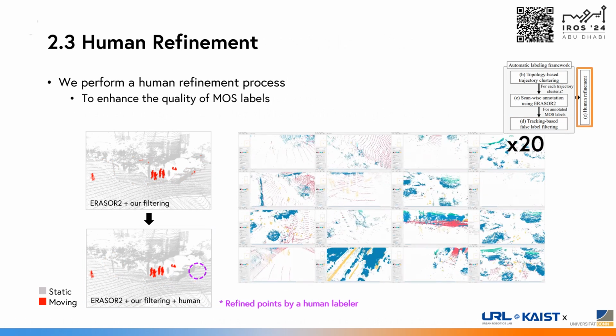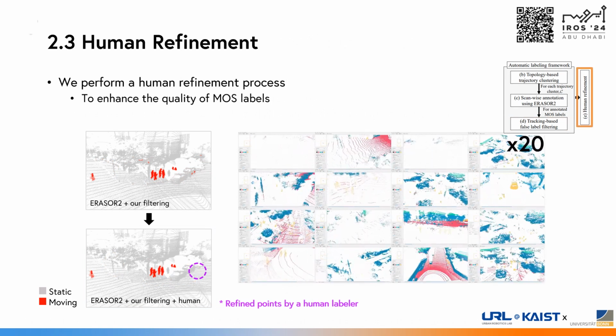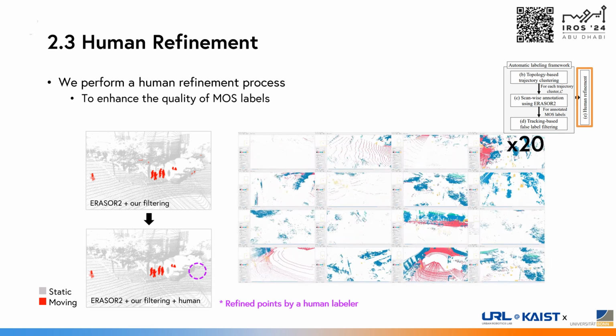After automatic labeling, we also perform a human refinement process to enhance the quality of the final MOS labels.